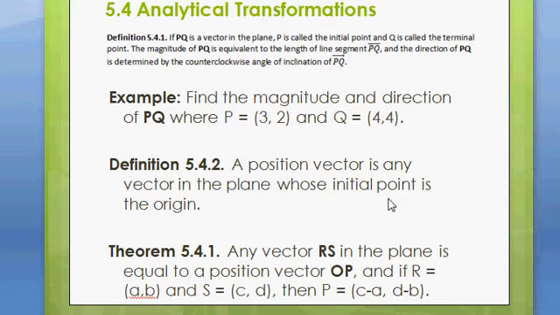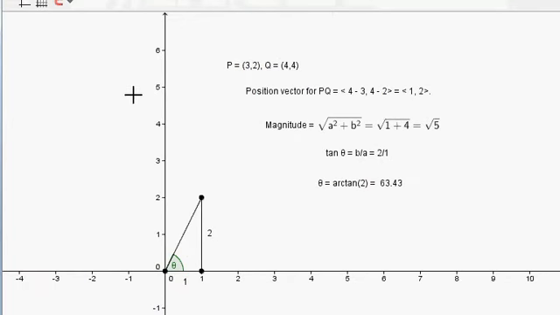Okay, and let's look at a couple of quick examples now of using the position vector to find the magnitude and direction. You could draw the actual vector and do this, but I think it's a little bit easier to always just convert to the position vector and then do it. So we're going to start with 3, 2 and 4, 4, which winds up in quadrant 1, which makes it a really simple example to start with.